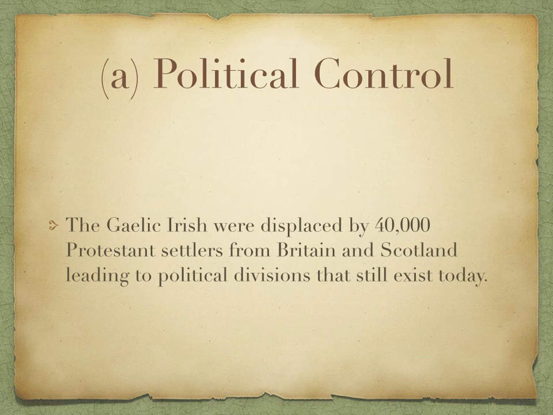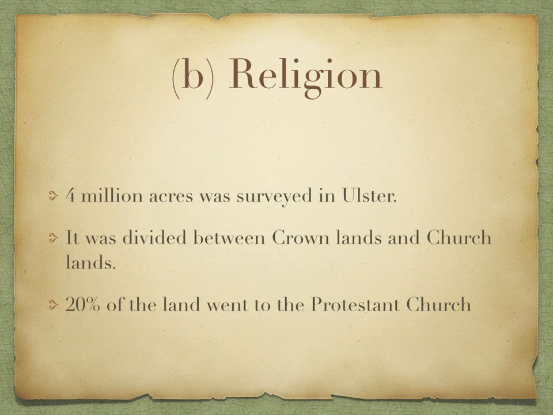So when we're talking about political control and the effects that the Ulster Plantation had on political control in the region, these are the main points. The next thing you might be asked to write about is religion. So how did the plantation affect religion in the area?